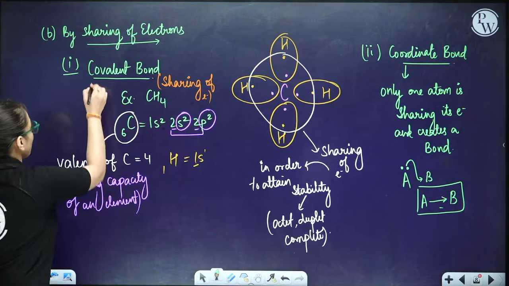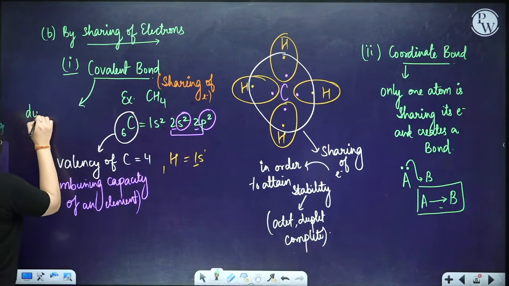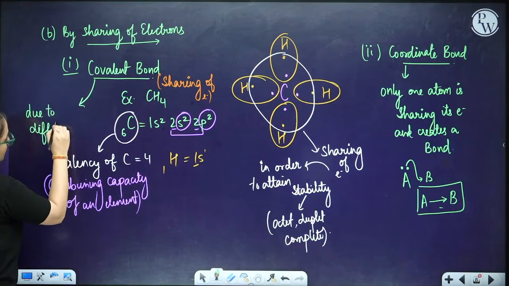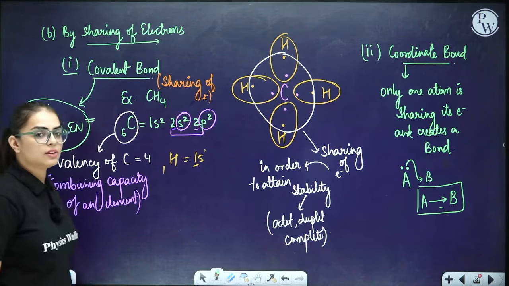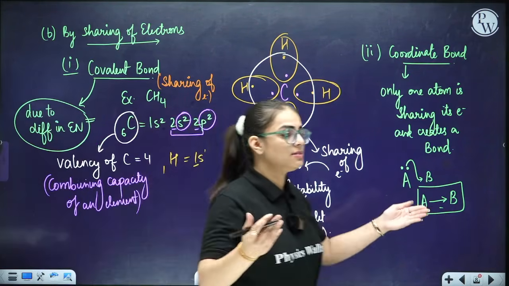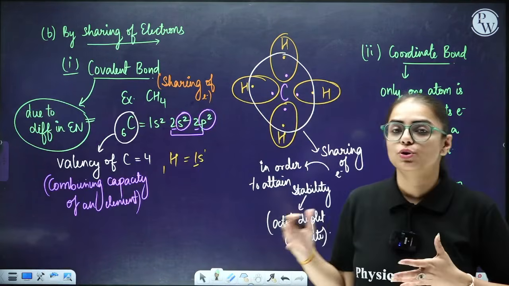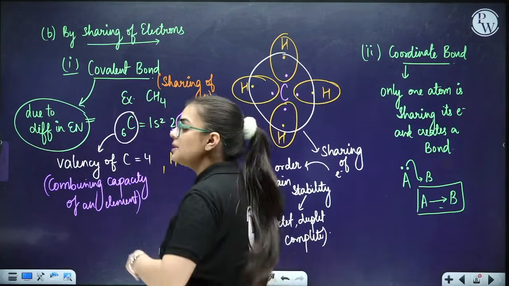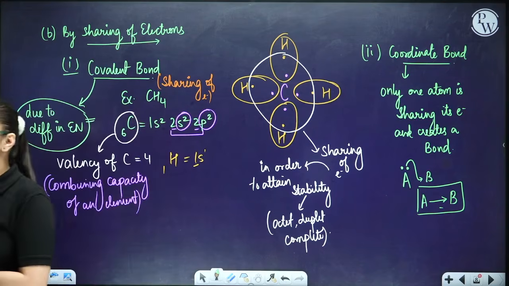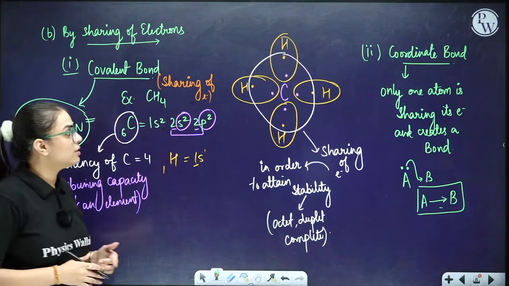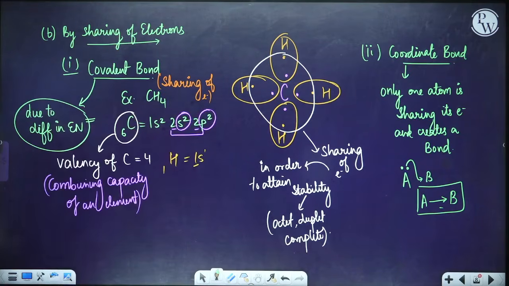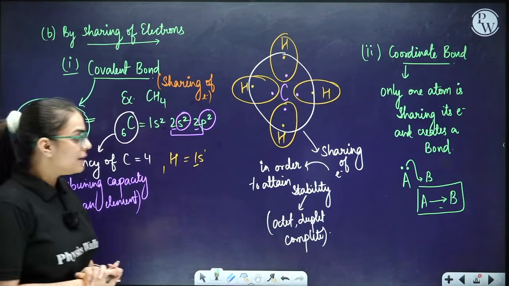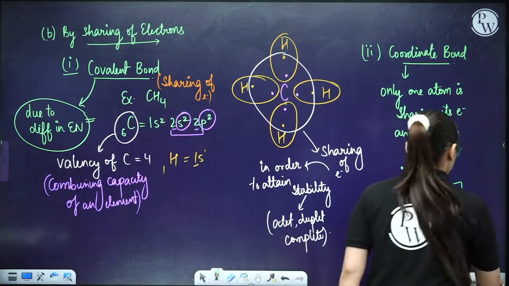Also, a covalent bond arises due to a difference in electronegativity. One more thing you can add over here: difference in electronegativity. You have already understood the term electronegativity in the previous class, that is the tendency to attract the shared pair of electrons towards itself. Coordinate bond we will understand in depth in the upcoming classes, but this is a quick review of what a coordinate bond is. Clear everyone? Everybody please write it down. Done. That's great, students.